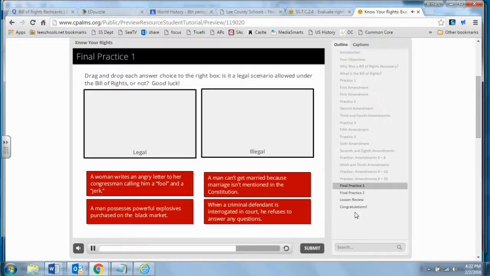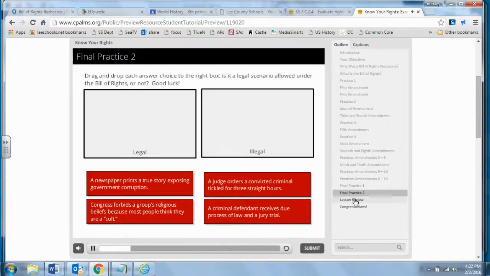Which is which? Drag and drop the answer choices to the right boxes. You should have a match for each. Good luck! Here are your last 4 scenarios. Which are legal and which are illegal? Drag and drop the answer choices to the right boxes. When you're ready, click Submit to see how you did.